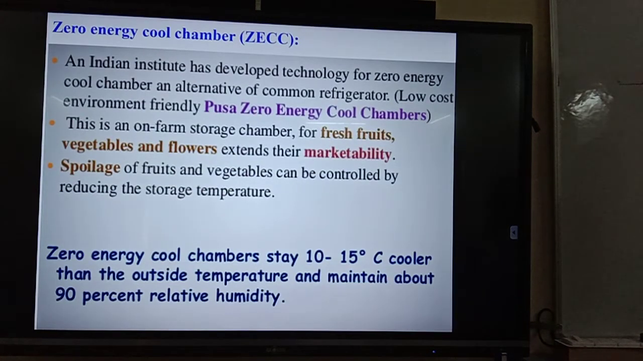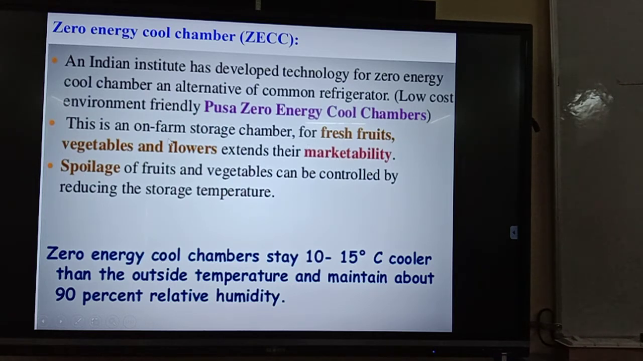And another system is the zero energy cool chamber. It was developed at PUSA, meaning at IARI. So it is also known as the PUSA zero energy cool chamber, and it is a low cost, eco-friendly storage system. We can apply this system on farm as an on-farm storage chamber, because it doesn't require any kind of energy, electricity or extra machines for storing the produce.